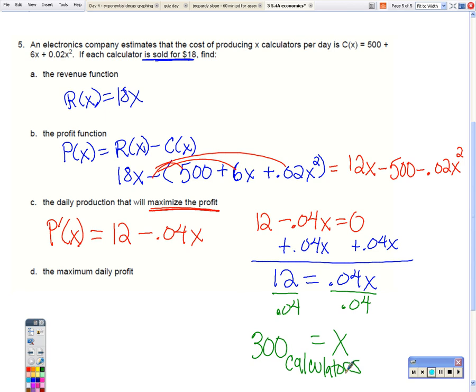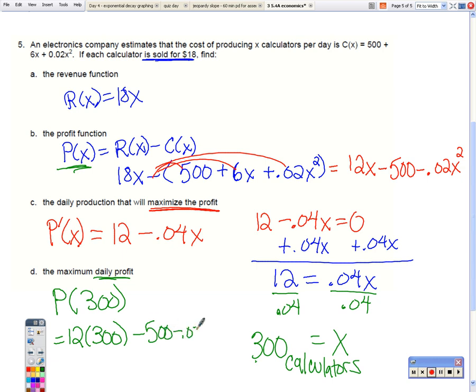Now, the daily profit that is maximized, I'm going to take 300 and plug it back into my original profit equation up here, because I want to know the actual profit. And that is $1,300.